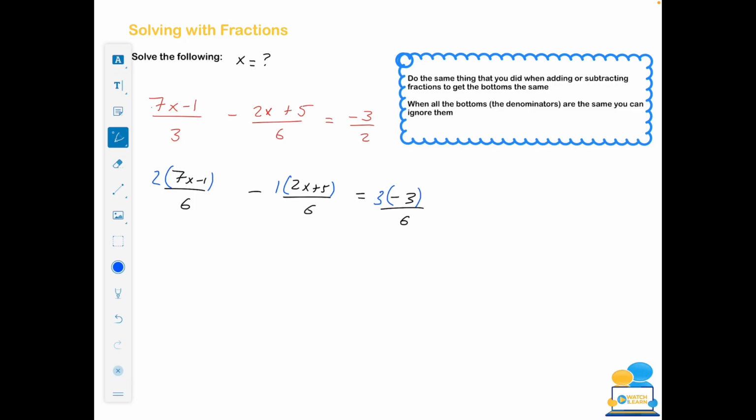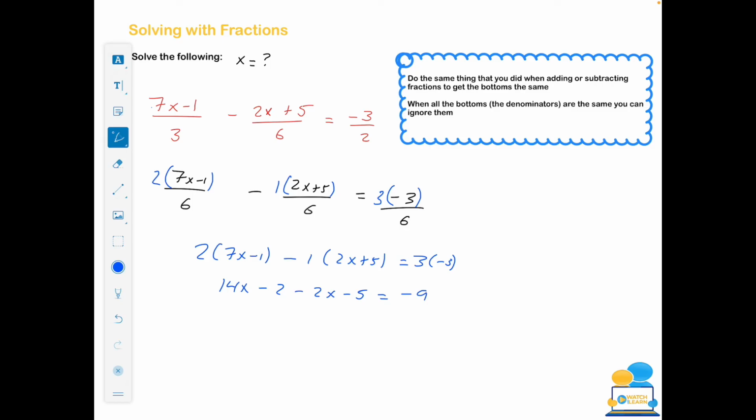Now, this is what I'm talking about by ignoring the bottom. We have 6 on the bottom, 6 on the bottom, 6 on the bottom. When all the bottoms are the same and you're solving, you can just ignore it. So we're just going to write out the top line: 2 by 7x minus 1, minus 1 by 2x plus 5, is equal to 3 by minus 3. 2 by 7x will be 14x minus 2, minus 2x minus 5, is equal to minus 9.